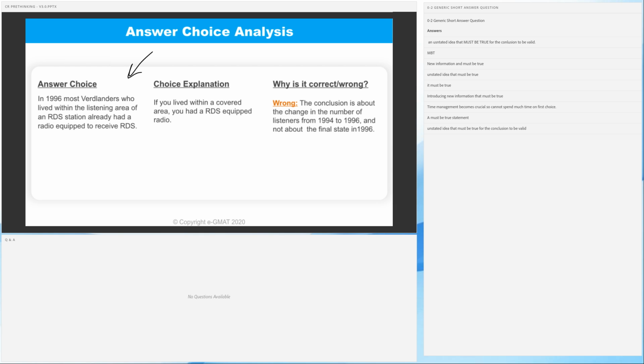I want to address this. Time management becomes crucial, so you cannot spend much time on the first choice. How long is your MBA typically? How long is an MBA? About 2 years. For some of you, it's 1 year, depending on where you go. Okay. In the business world, how long do you have to make a decision? Let's say you have to decide where to invest $5 million. How much time do you think you'll have?